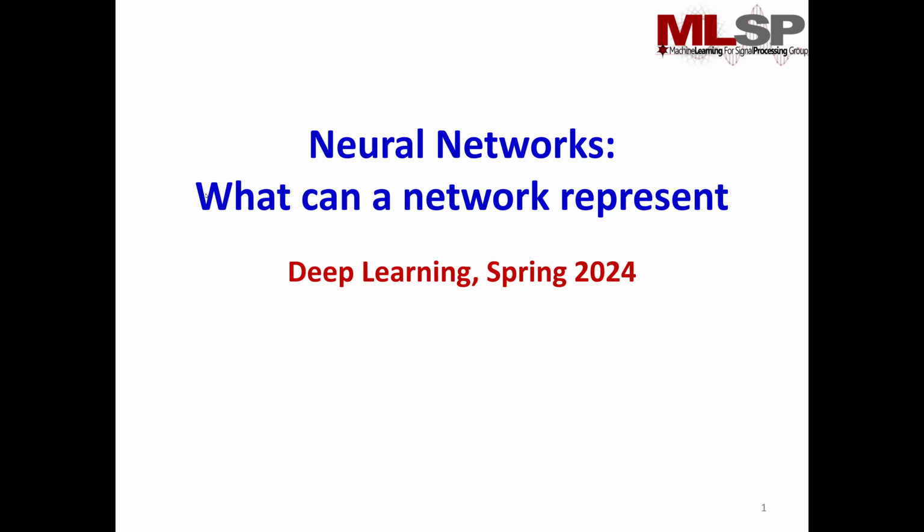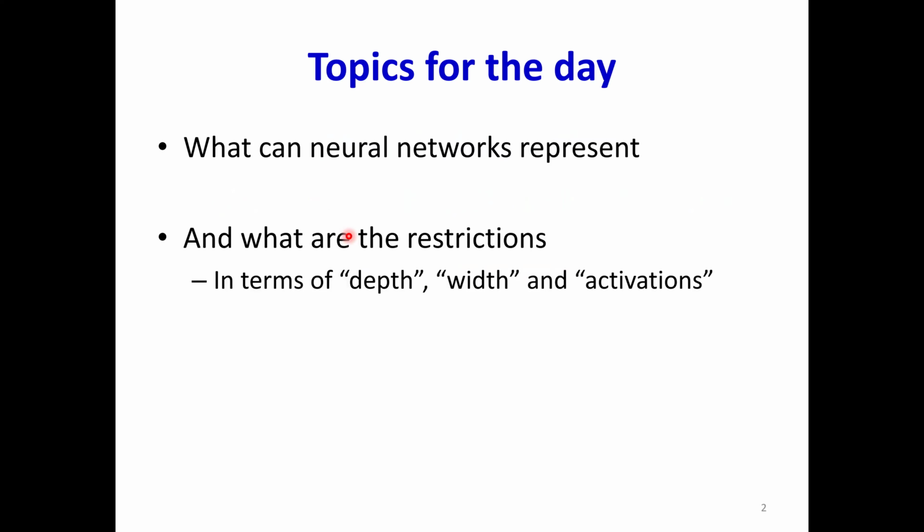All right, folks, let's begin. So in the last class, we introduced neural networks and showed how they were capable of computing pretty much any function. In this class, we will try to get a better idea of what a neural network can represent. Now, the key word here is can. What this means is that we are going to be talking about whether it's possible in theory to construct a network to represent any given function, even if we are not telling you how to construct it. So the topics for the day are: what can neural networks represent, and what are the restrictions in terms of depth, width, and activations?